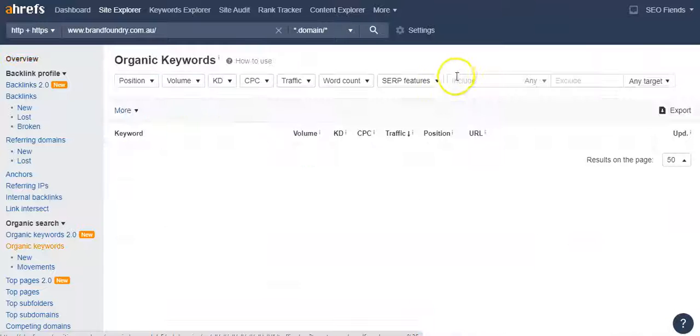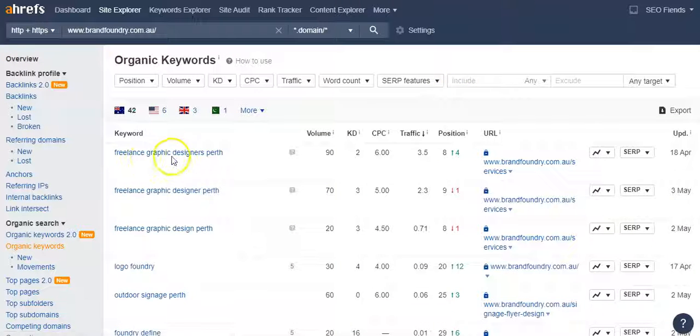So if I just had a quick look at that, freelance graphic designers Perth. This here is a monthly intake. So there's 90 searches per month for that keyword. It has a keyword difficulty of 2. Once again, this is from 0 to 100. So 0 to 3 is quite achievable and a quick turnaround to get it ranked. You get 3.5 jobs per month for this term, and you are in position 8.